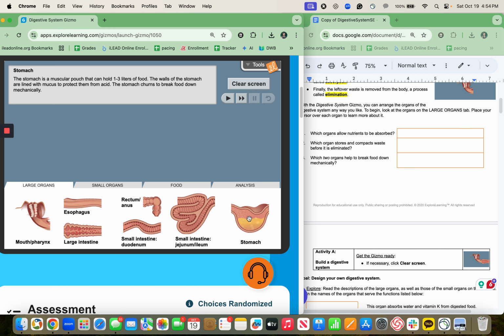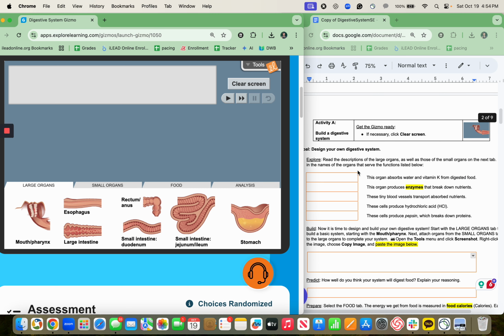Stomach, the stomach is a muscular pouch that can hold 1 to 3 liters. The walls are lined with mucus. Stomach churns to break down. Okay, so that might be one of the breakdown. Stomach. Okay, so I just went through all of them, and you need to put a couple in each box to see which ones are involved in absorbing, which ones are involved in storing or compacting waste before it's eliminated, and which two help break down. Mechanically means into pieces, physical pieces.